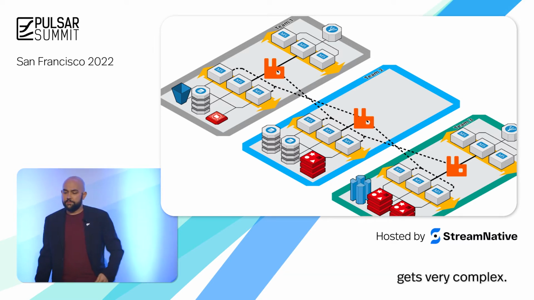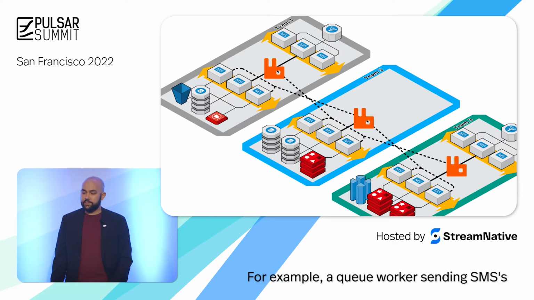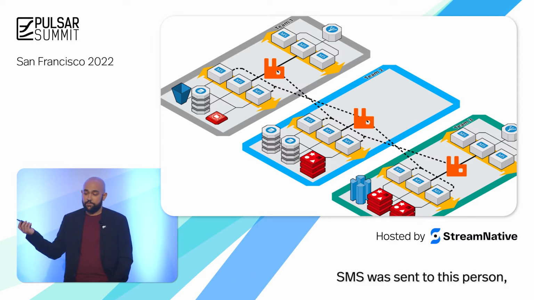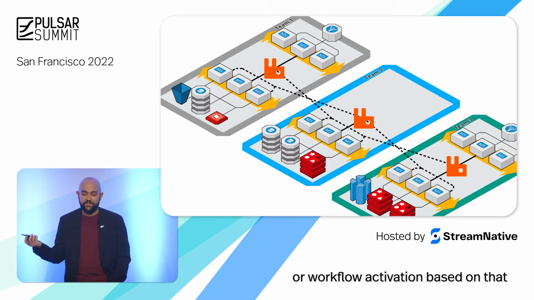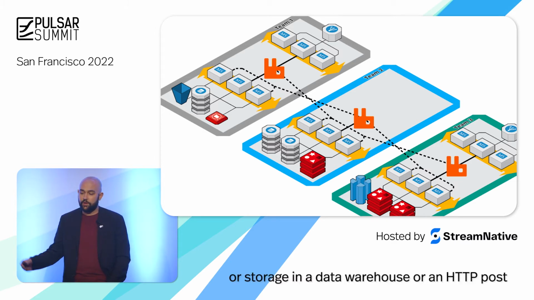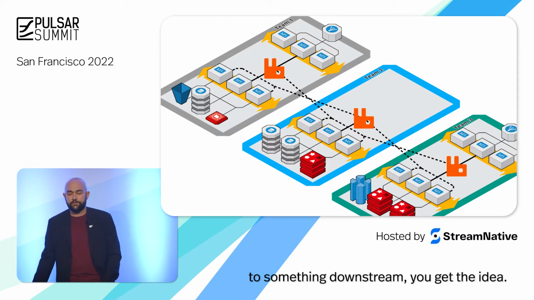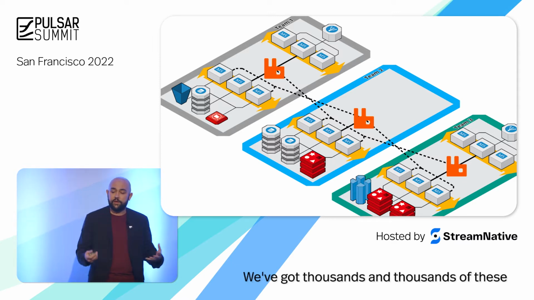It gets very complex. For example, a queue worker sending SMSs might publish a message to the queue worker's processing event saying SMS was sent to this person, and then the event processing queue workers trigger segmentation or workflow activation based on that, or storage in a data warehouse, or an HTTP post to something downstream. You get the idea. We've got thousands and thousands of these.